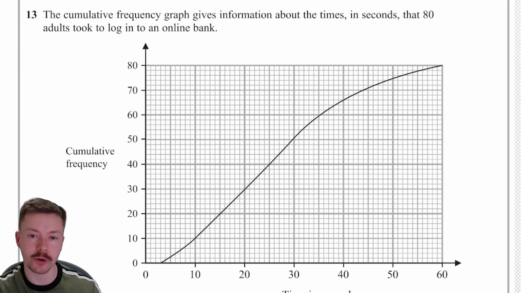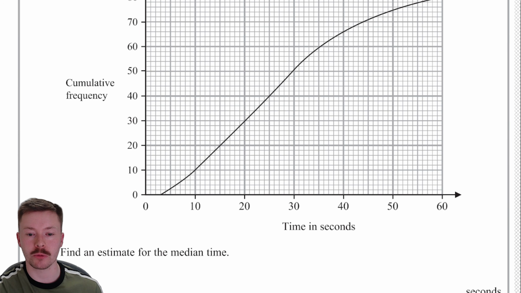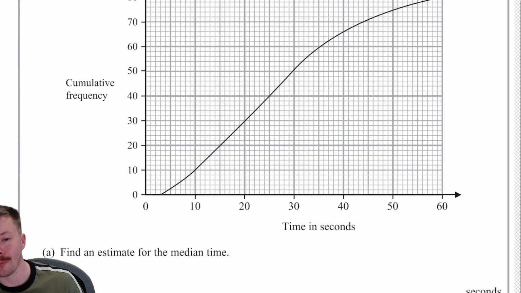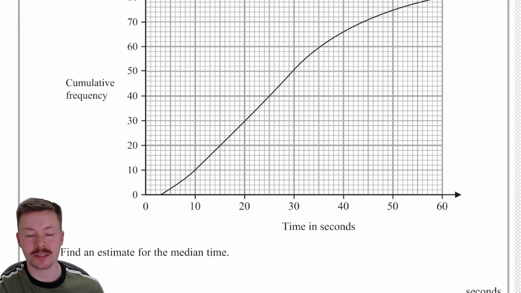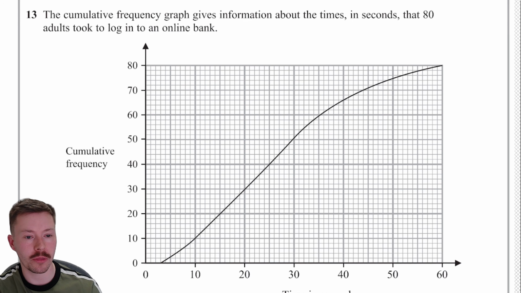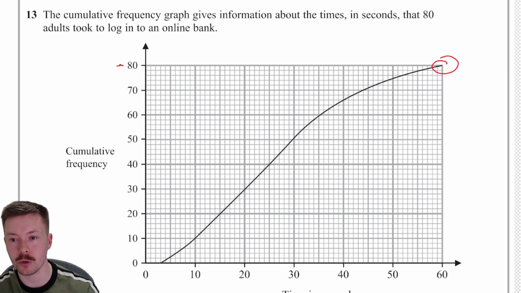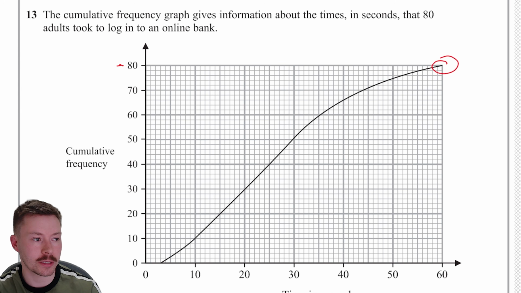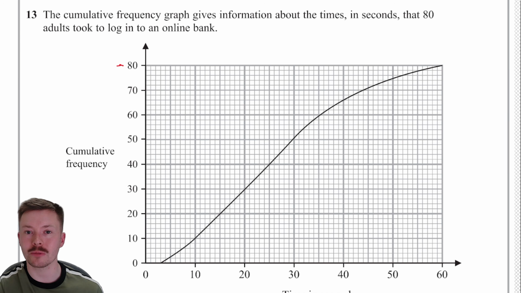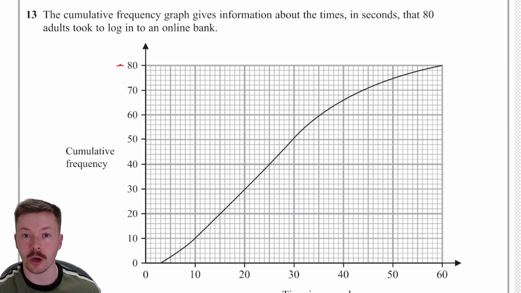We don't have to draw the cumulative frequency graph for this question, so we don't have to worry about that. We just have to find an estimate for part A, the median time. Now, we can see on the graph, the highest point that our graph goes up to is a height of 80. You need to check that because sometimes the y-axis goes higher than the graph actually goes, so just be careful. We are going to halve the total height the cumulative frequency graph goes up to.